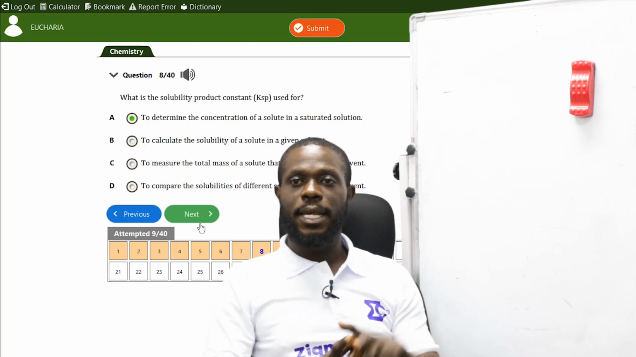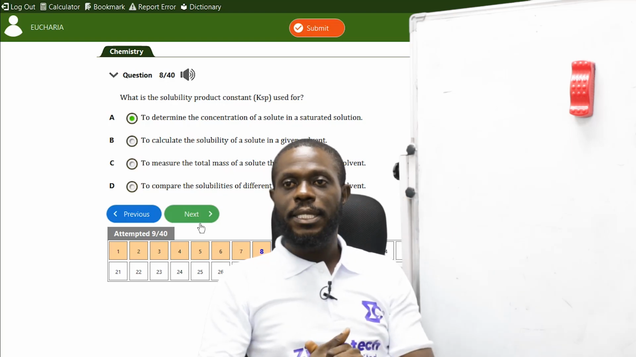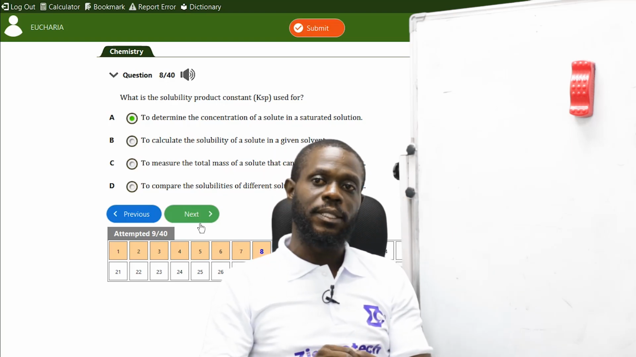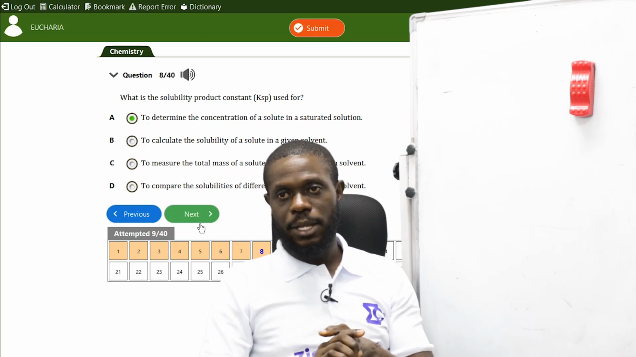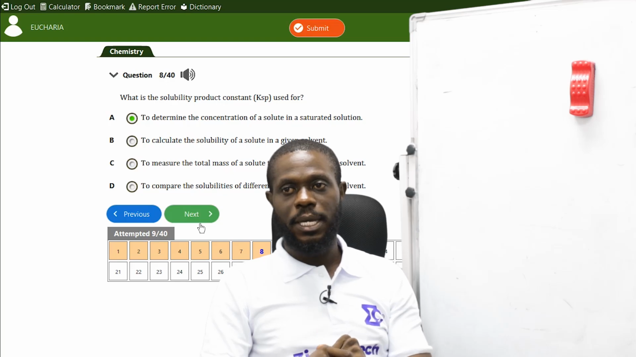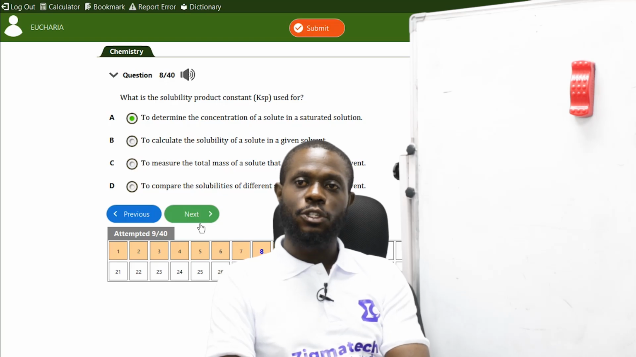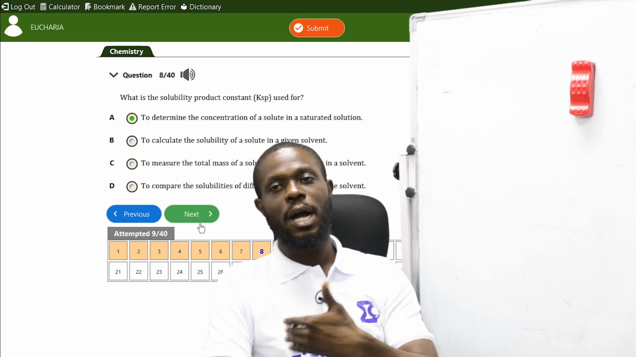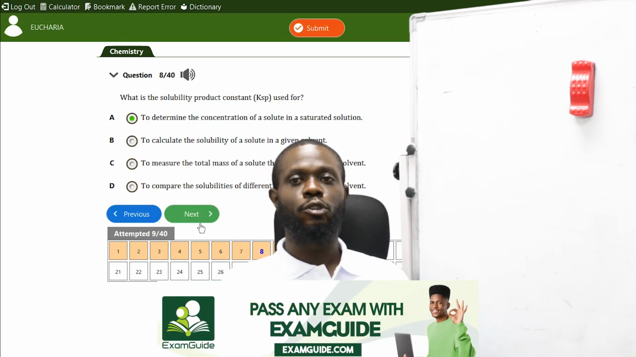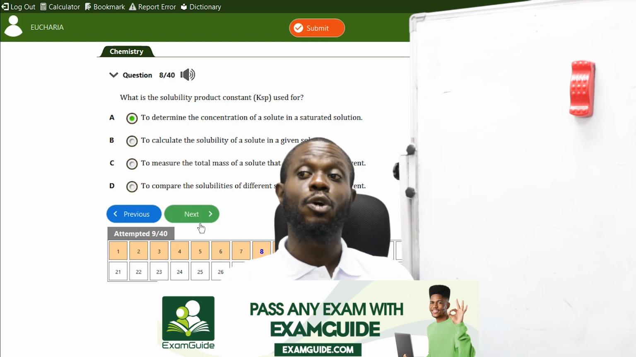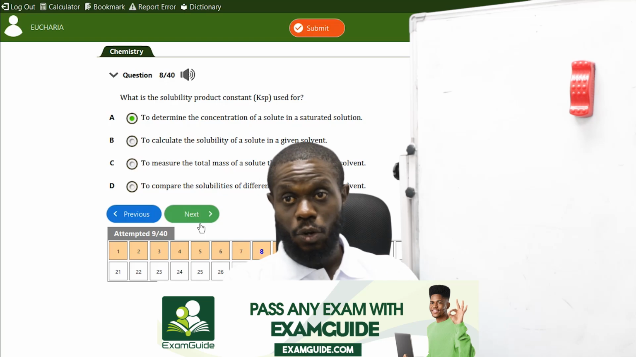Option A says to determine the concentration of a solute in a saturated solution. B, to calculate the solubility of a solute in a given solvent. C, to measure the total mass of a solute that can dissolve in a solvent. And D, to compare the solubilities of different solutes in the same solvent. Now, when you check B, it says to calculate solubility of a solute in a given solvent. You don't need to calculate it because you already know it. What you know, you don't need to calculate. If they tell you 1 plus 1, you do not need to calculate it, because you already know it's 2.